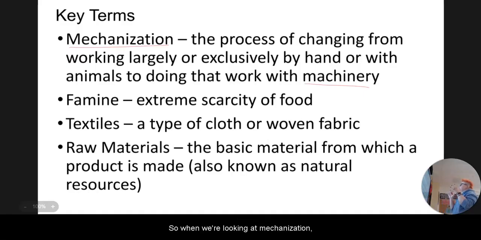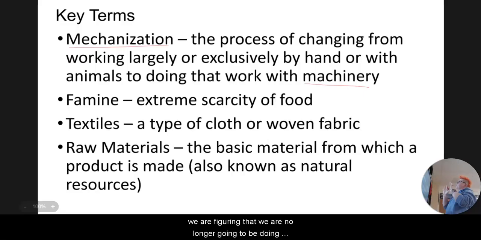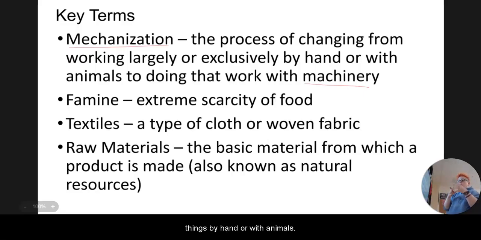So when we're looking at mechanization, we are figuring that we are no longer going to be doing things by hand or with animals. We're not going to have animal-led plows. We're going to have like machine-led plows. This is an extremely important word.